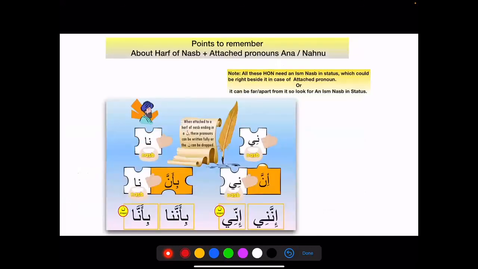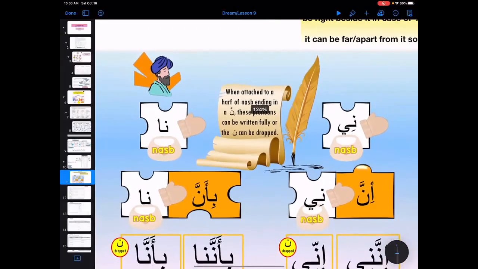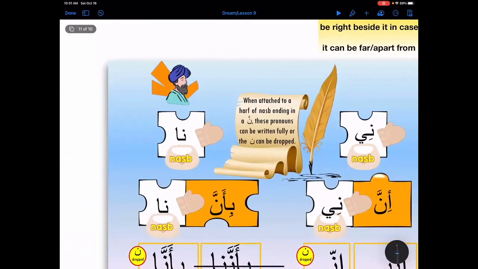Okay, now the same thing is explained over here. When an attached pronoun is attached to a harfu nasab ending in noon with shadda, so inna, anna, ka anna, bi anna, li anna, all these are ending on shadda. So when this is happening, these pronouns can be written fully, like innani or ka annani or bi annani, right?